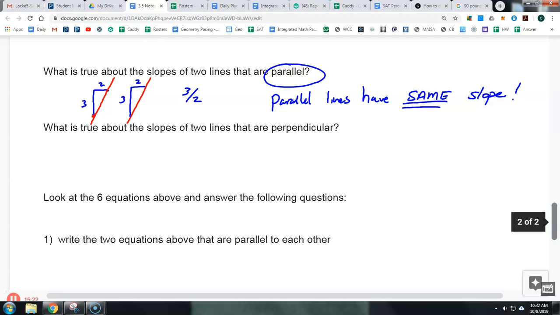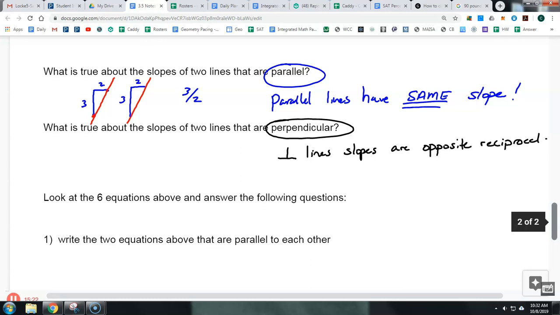Now, perpendicular is a little bit tougher. Lines that are perpendicular, a couple things we need to know about their slopes. All right, perpendicular lines, I'm going to use a symbol. Perpendicular lines, slopes are opposite reciprocals. Okay, opposite reciprocals. Meaning that one's positive and one's negative. So the opposite part means they have to have different signs.